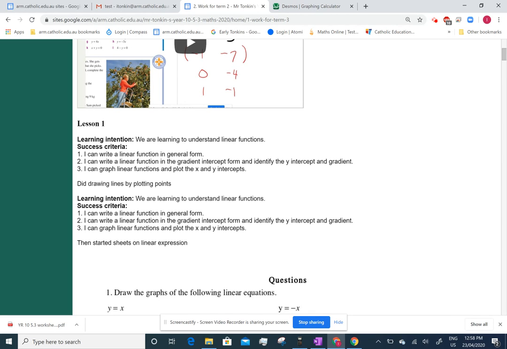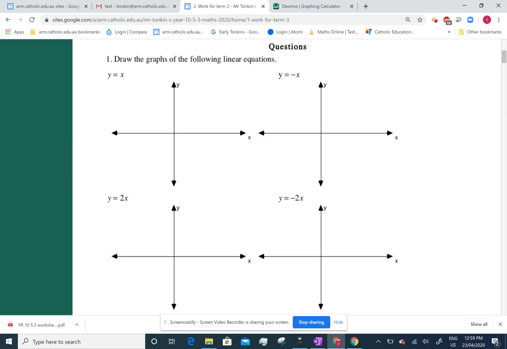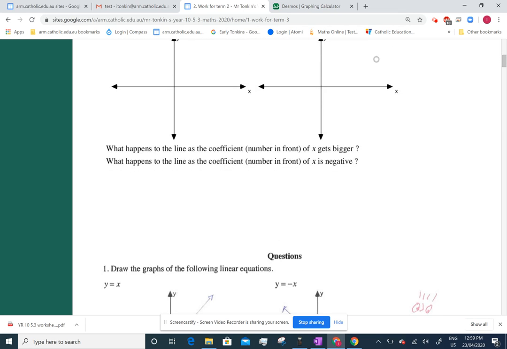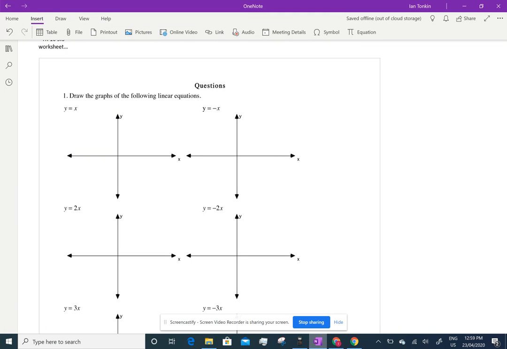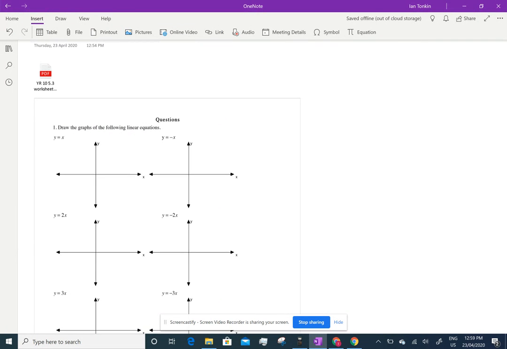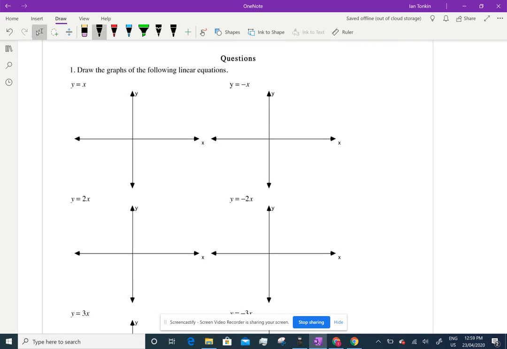So our lesson for today, our learning intentions: to understand linear functions, write the linear function in a general form, and work out just what is a linear function and what are the things that help us plot it. So here's a worksheet we're going to be doing, and remember the solutions are underneath. What I want you to do with these is, if you're good, plot them and be able to graph them.